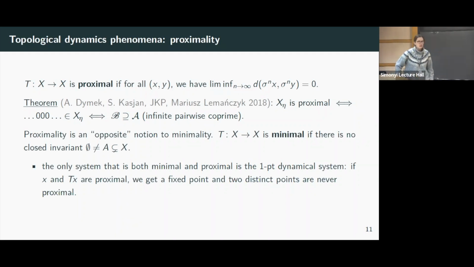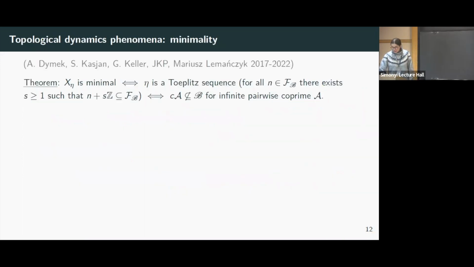Proximality is a notion kind of opposite to minimality. So what is minimality? We say that a topological dynamical system is minimal if there is no non-trivial closed invariant subset. And the only system that is both minimal and proximal is the one-point dynamical system. This is quite easy to see. If x and Tx are proximal, you get a fixed point, and then two fixed points cannot be proximal. So we were done. And then it turned out that we can also describe when B-free systems are minimal.